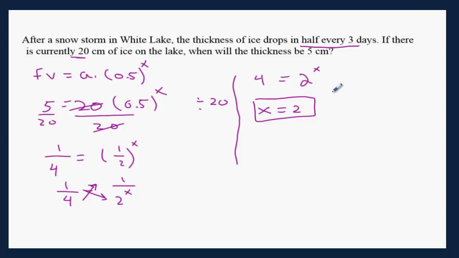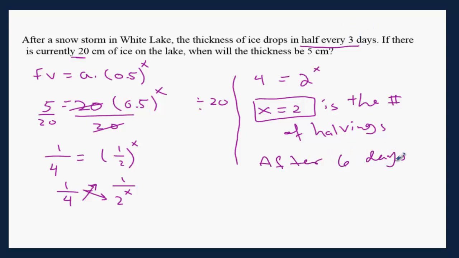Okay, x is the number of halvings, like cutting it in half. Again, the thickness of ice drops in half every 3 days. So it will drop to half every 3 days, and it is going to do that twice. So when will the thickness be 5 centimeters? After 6 days. So the final answer is 6.